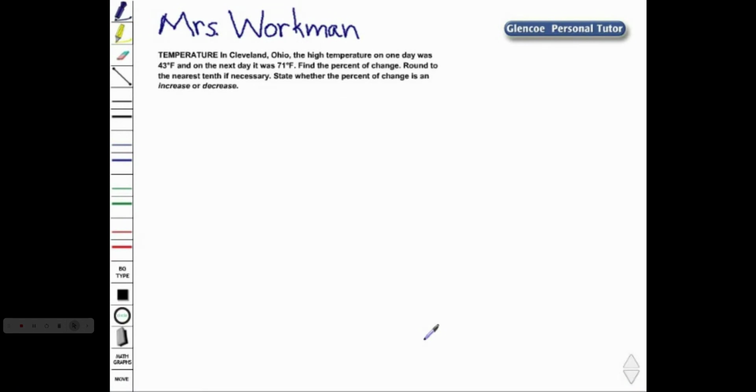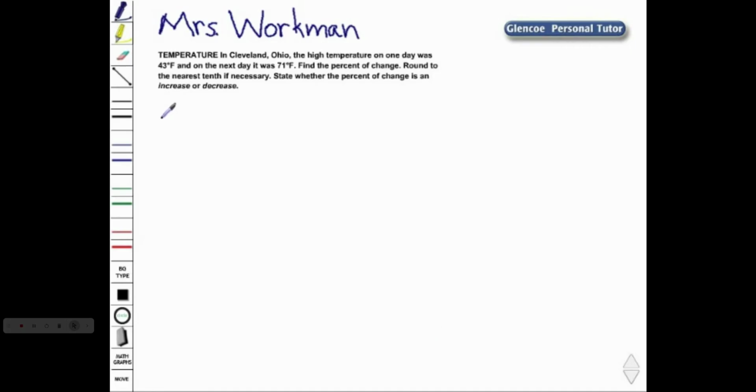Temperature. In Cleveland, Ohio, the high temperature on one day was 43 degrees Fahrenheit, and on the next day it was 71 degrees Fahrenheit. Find the percent of change. Round to the nearest tenth if necessary. State whether the percent of change is an increase or decrease.